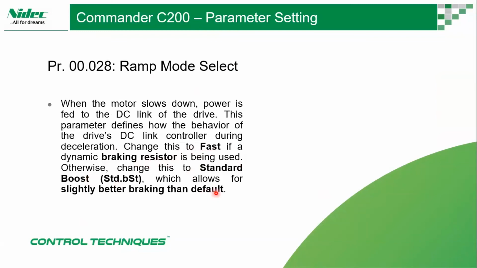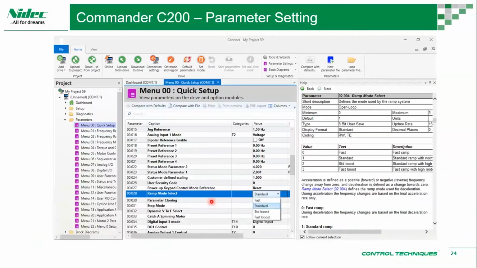Okay, the parameter you can access here is remote select. We have the options fast, standard, boost, and fast boost. By default, the form factor is standard. But if we want to make it more efficient, we can use the standard boost for fan and pump application only, not for all applications, and only if not using a braking resistor. If using one, we need to use fast.